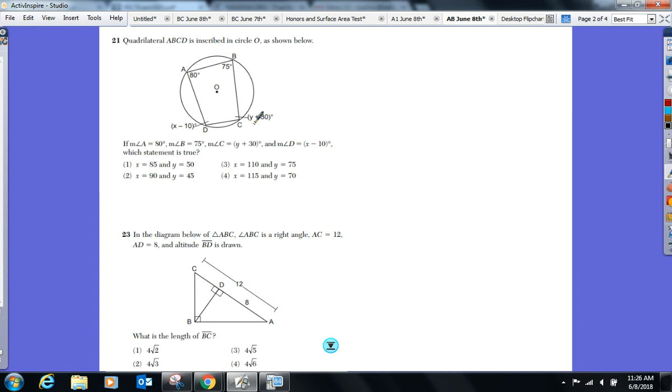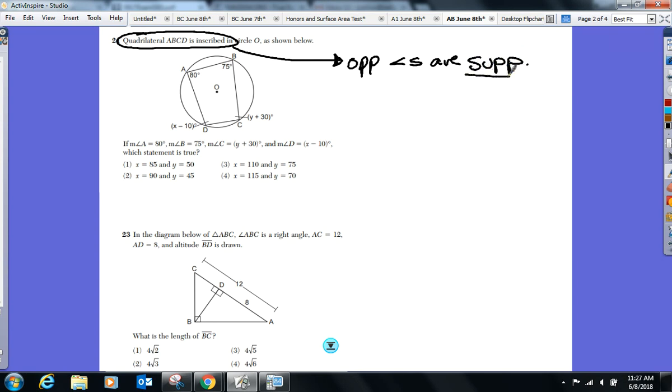Oh, angles across the board are equal? You got the right angles, but not the correct theorem. Opposite angles. Supplementary. They're not congruent. Opposite angles are supplementary if you have a quadrilateral inscribed in a circle. So add them up, set them equal to 180.